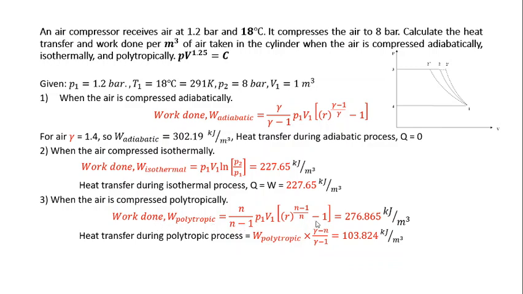Now the third case, when the air is compressed polytropically. This is the polytropic process equation for work done, and the work done in the polytropic process is 276.865 kilojoule per meter cube. Now heat transfer during the polytropic process is equal to work done in the polytropic process into gamma minus n by gamma minus 1. So how do you get this equation? This is from your basic thermodynamics.